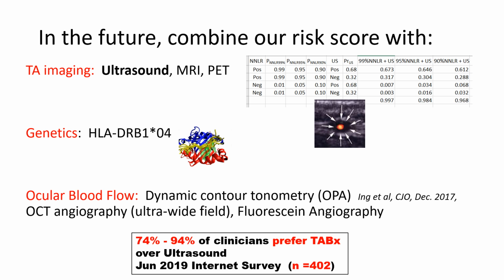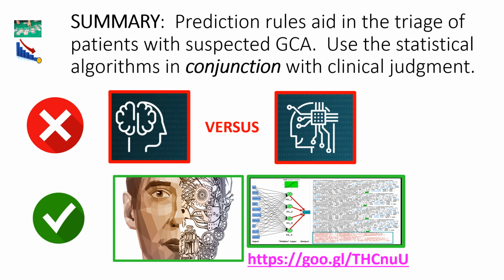In the future, we might combine our prediction rule with imaging tests, genetic studies, or ocular blood flow tests, and perhaps decrease the reliance on temporal artery biopsy. In summary, our neural network and logistic regression models are good card counters when gambling in the casino of giant cell arteritis and may reduce the number of biopsies you perform on low-risk subjects.